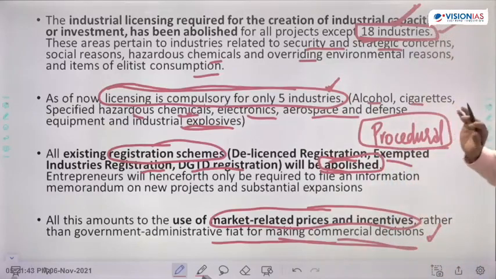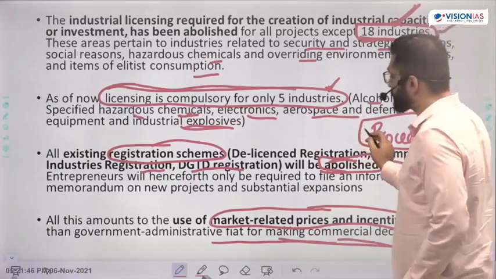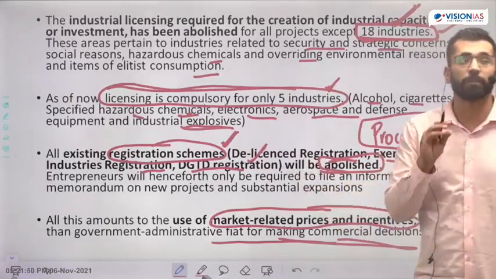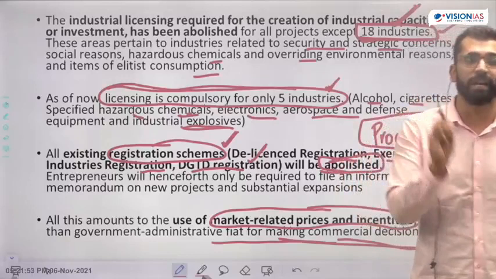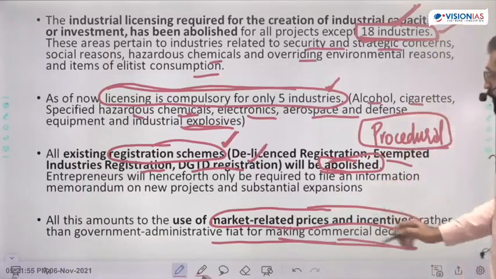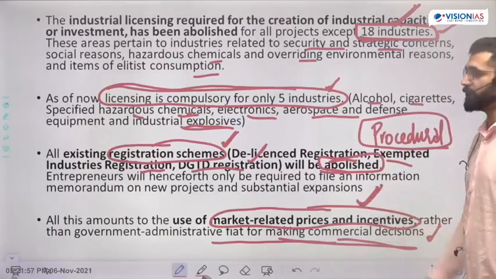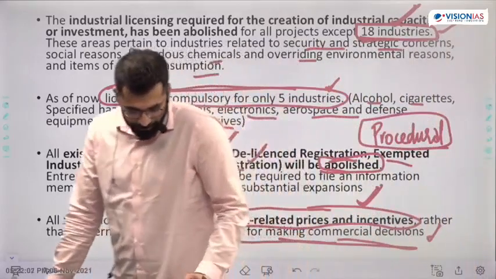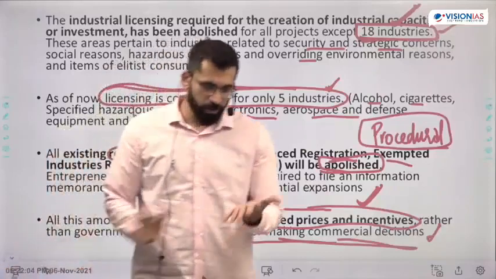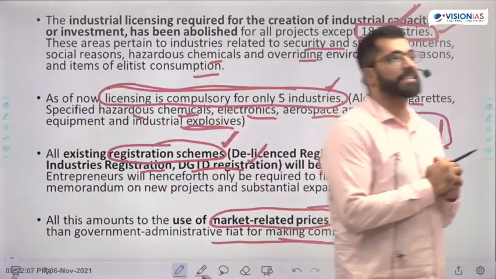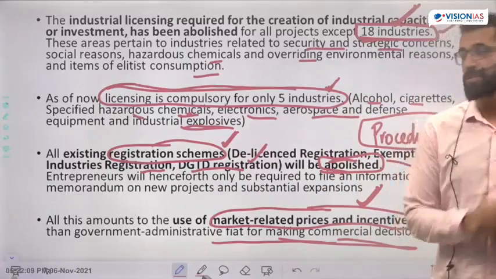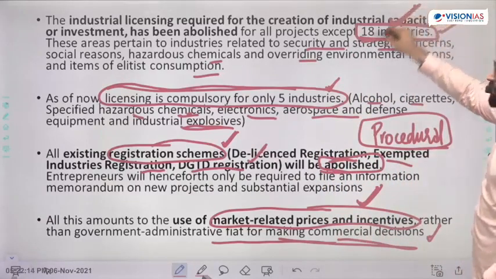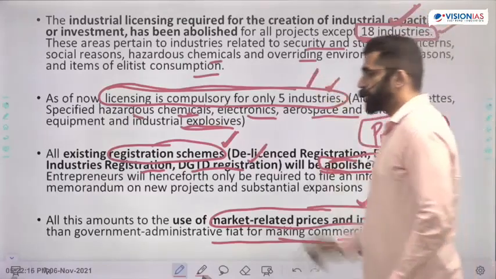Now when you are abolishing the licensing system, you are abolishing the registration schemes, you are abolishing the offices. That means government will give you complete freedom to decide your prices, decide your production, decide everything. It will all be market related. This will not be governed by the government. The use of market in a very big way. Delicensing is removing all the registration schemes. Exemption, only 18 industries are under licensing regime. Today only 5. I hope this is clear.